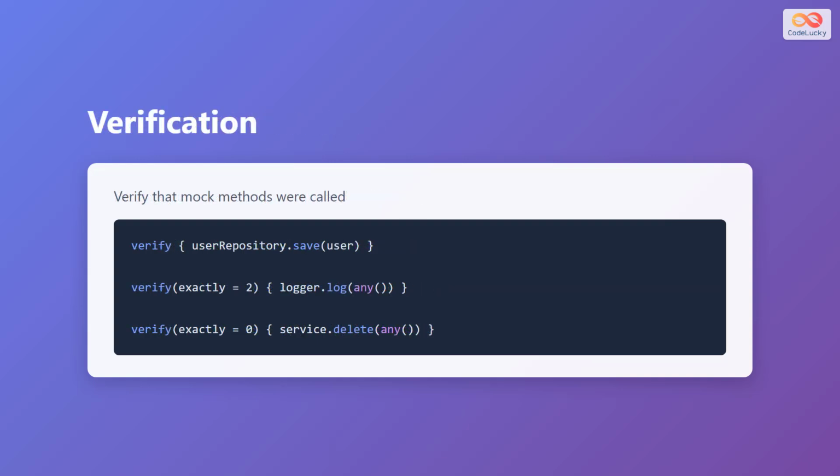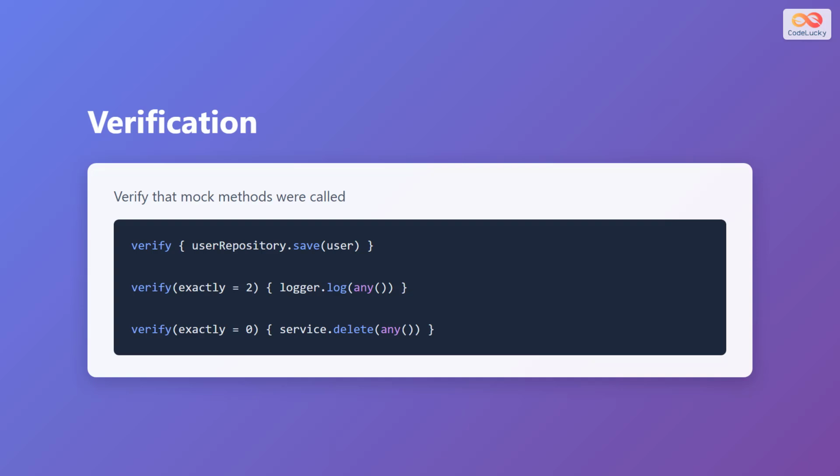After your code runs, you often want to verify that certain methods were called on your mocks. MockK provides the verify block for this purpose. Inside the verify block, you specify the method call you expect to have happened. You can also use the exactly parameter to verify that a method was called a specific number of times.